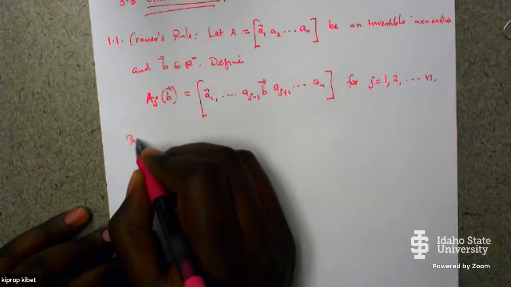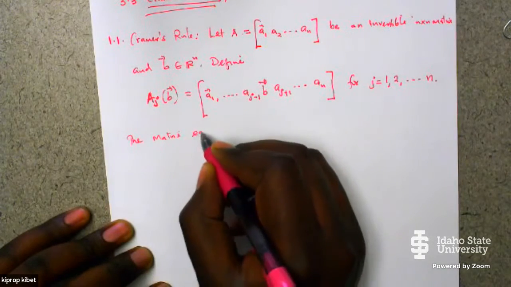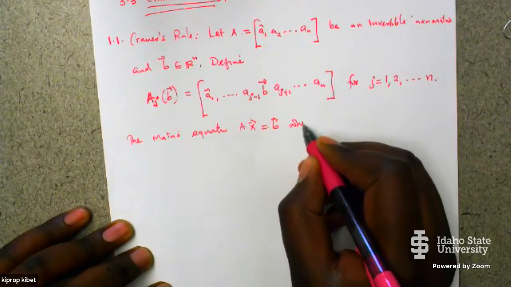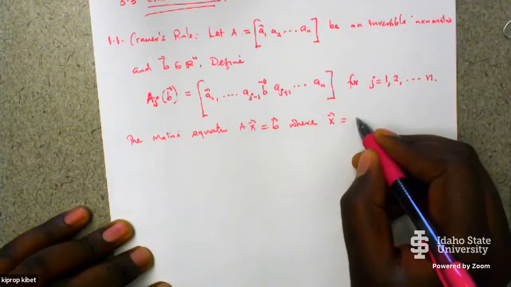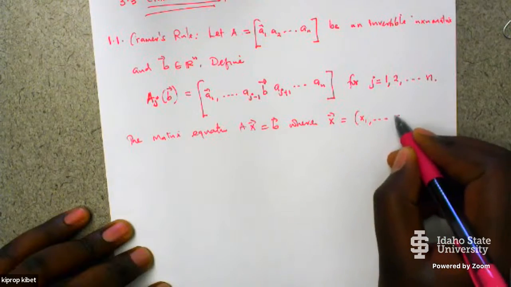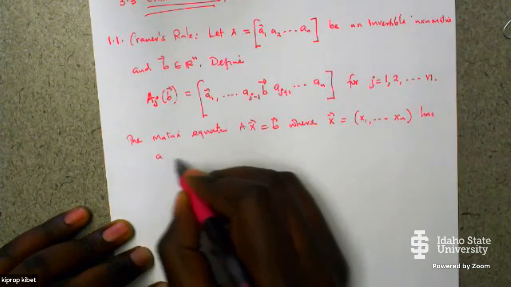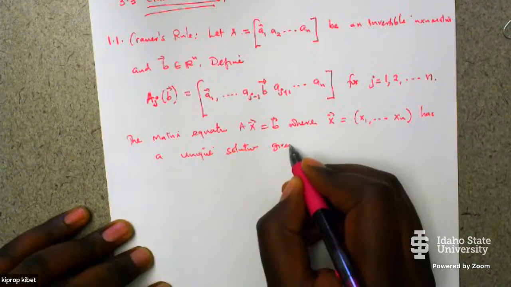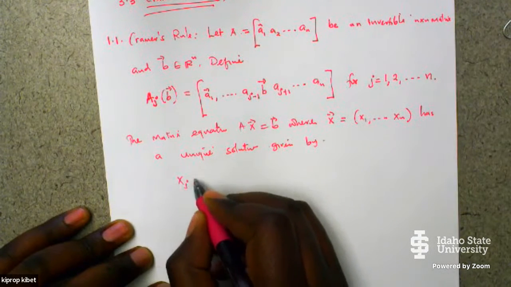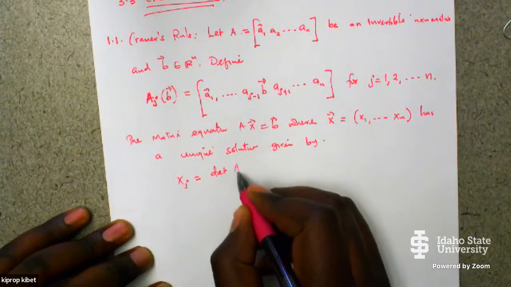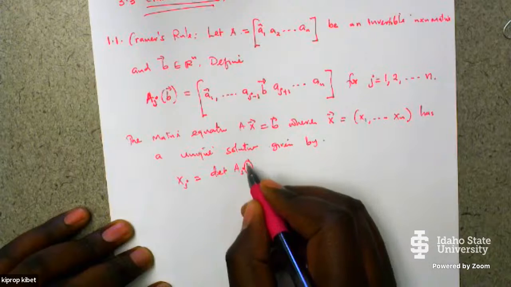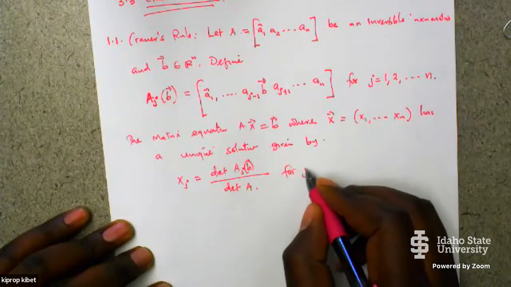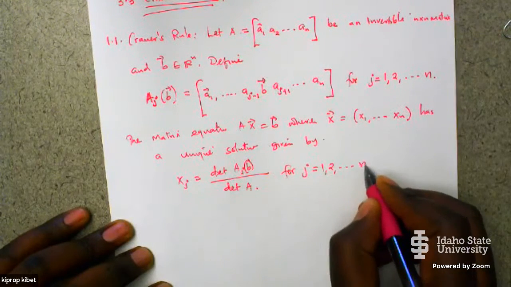Then the matrix equation Ax equals B, where x equals x1 up to xn, has a unique solution given by xj equals determinant of Aj(B) all over determinant of A, for j equals 1, 2, up to n.